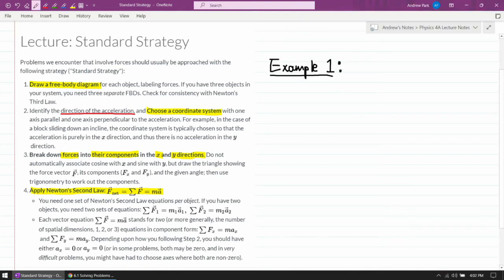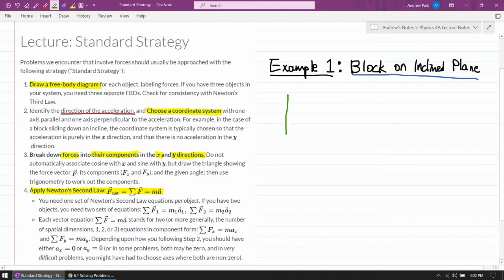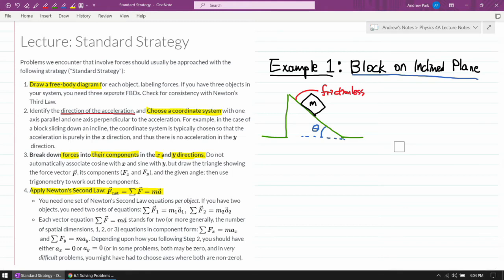Example 1. Block on an inclined plane. It's kind of what it sounds like. Let's say we have an inclined plane and we have a block sitting on it. And if we want to make the situation particularly simple, we can say this surface is frictionless. And because this is going to come up, let's say we know the angle of the incline. Okay, that seems like a complete description of the situation as far as it goes. And for the moment, we don't know exactly what question the question is asking. But given this situation, we have enough information to start following the standard strategy.